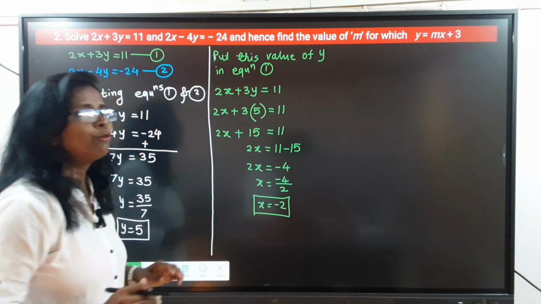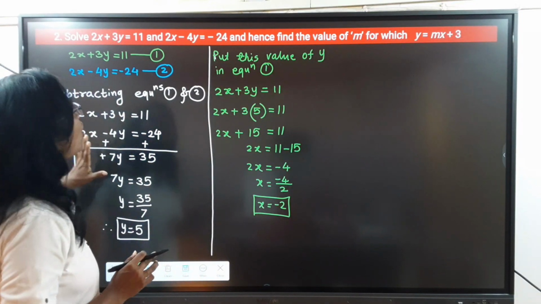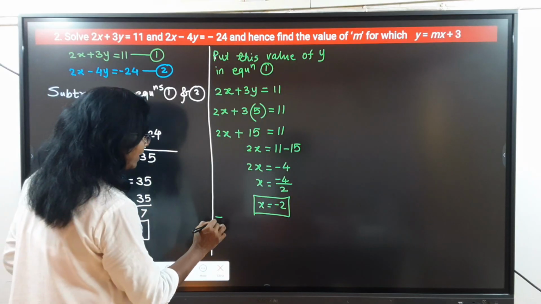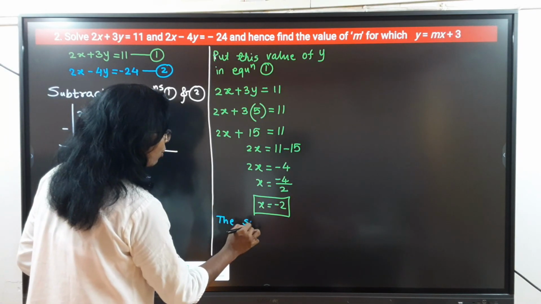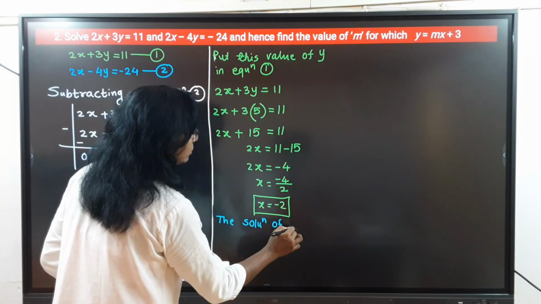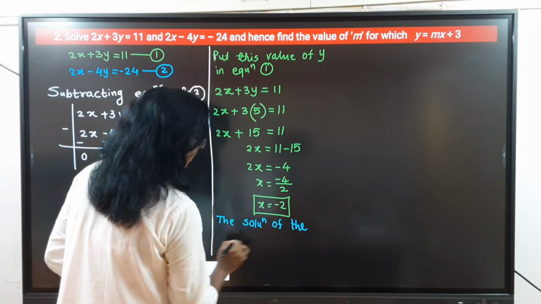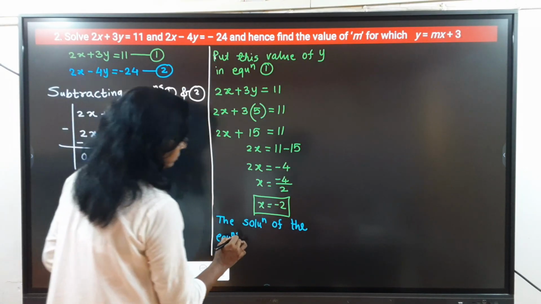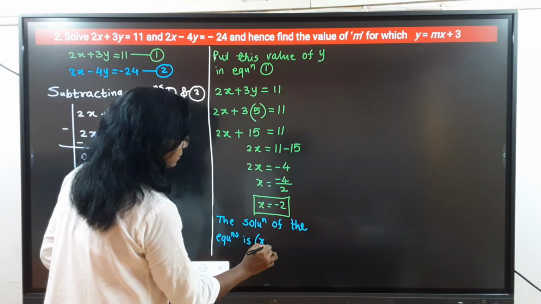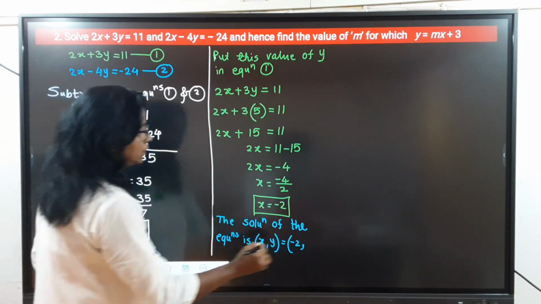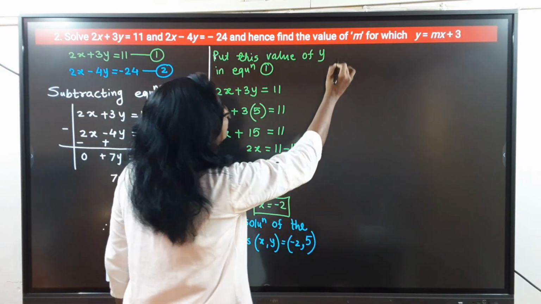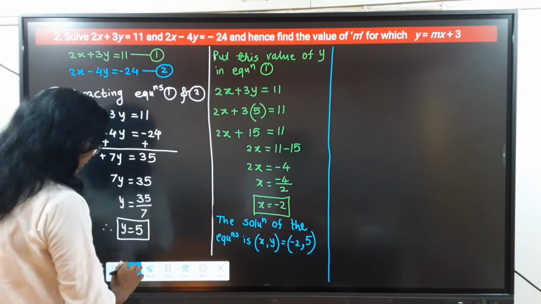Now here, students, we have the values of x and y. So here we say that the solution of the equations is (x, y) is equal to (minus 2, 5). Then the first step is over.